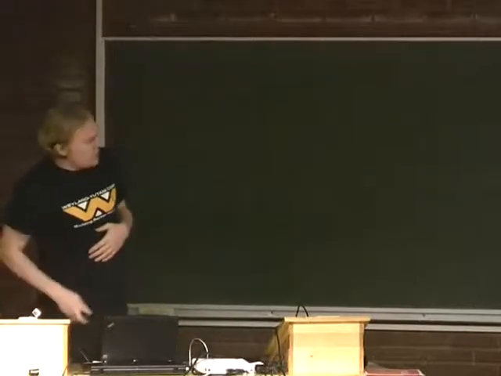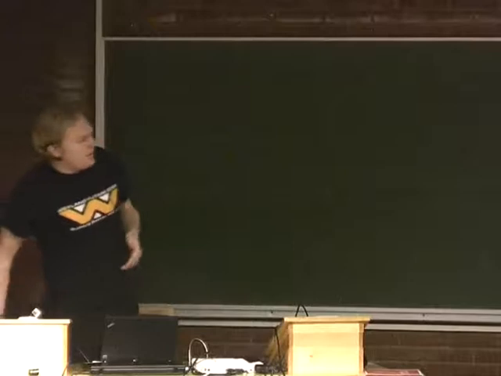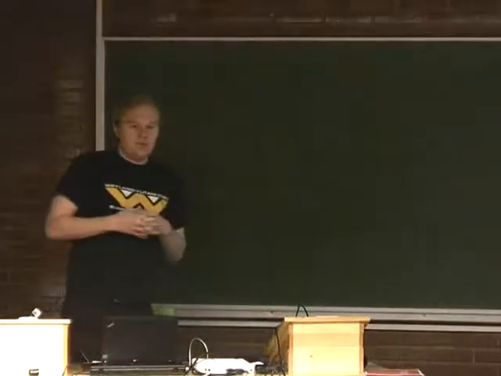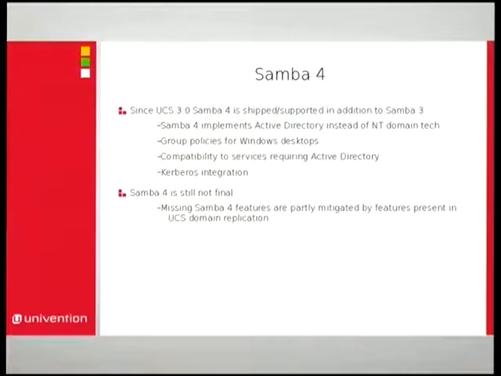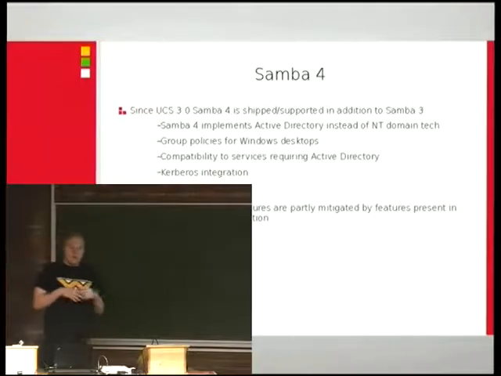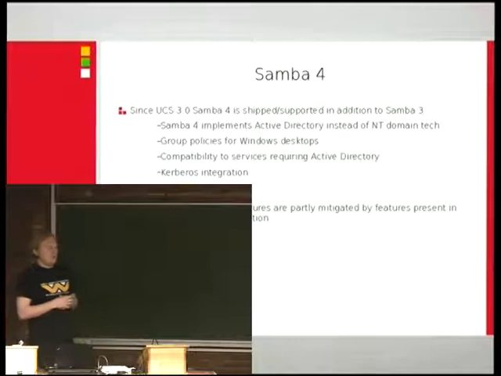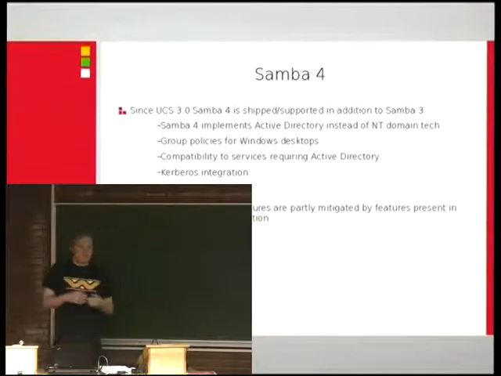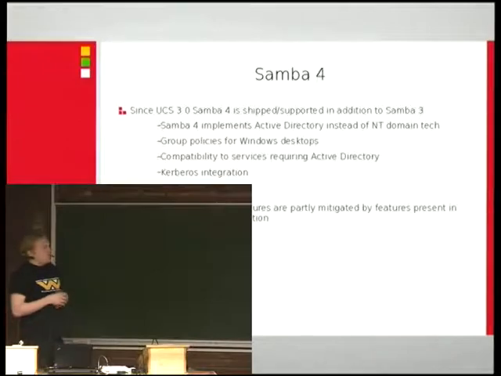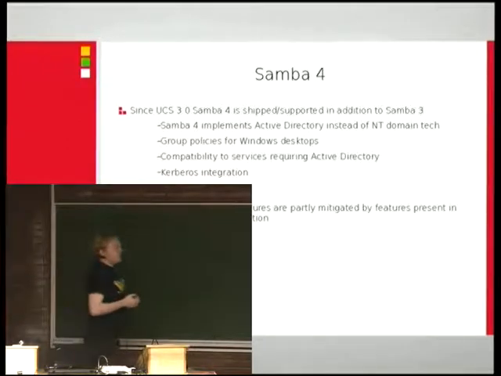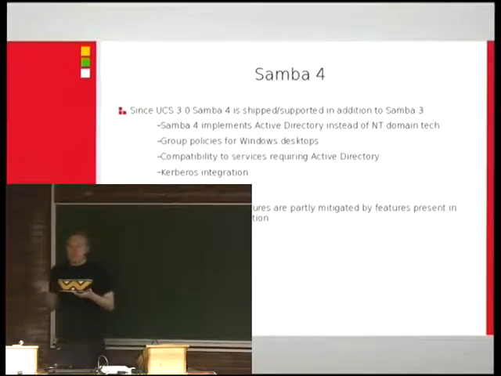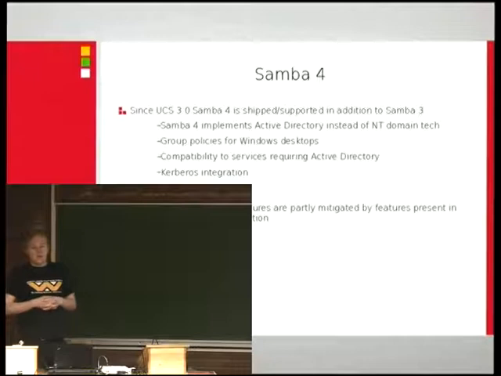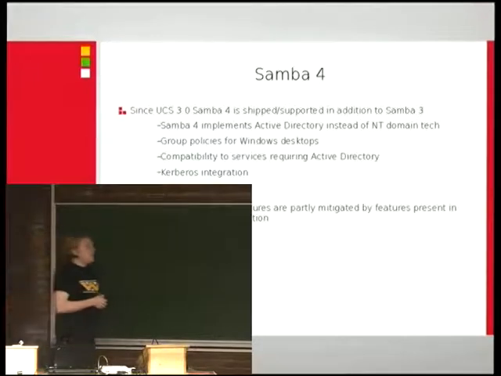Another technology I'd like to talk about, because it's not that common to have it included in a support setup so far, is our integration of Samba 4. Samba 4 is available in UCS since more or less a month, with the release of UCS 3.0. The key change in addition to the already existing Samba 3 is that it supports Active Directory services. This is the domain technology which is available on Windows servers since Windows 2000, so effectively since more than a decade.